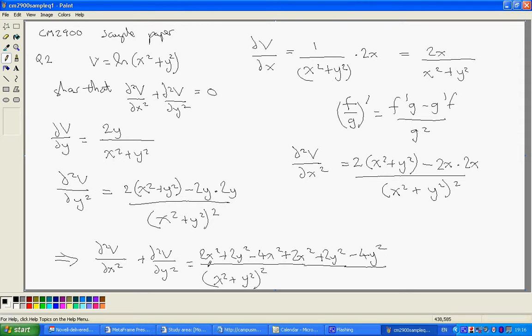And then we can see that a ring, so it cancels out here. 2x squared plus 2x squared is 4x squared, minus 4x squared is 0. 2y squared plus 2y squared is 4y squared, minus 4y squared is 0. So our numerator comes to 0, and 0 divided by anything is just 0.